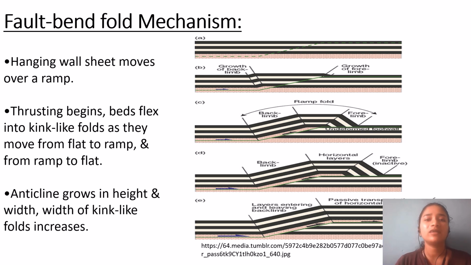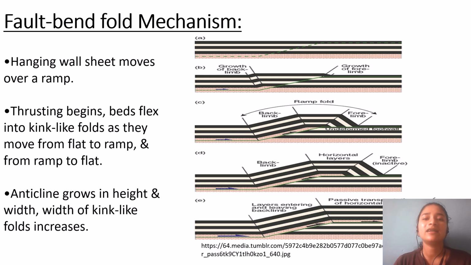Now coming to the third step, with continued movement, these folds develop into a clear ramp fold with a back limb and forelimb. The forelimb lies above the ramp and the back limb bends behind it. You can see in figure C. Now coming to the next step, the fold grows as more material is pushed over the ramp. You can see the horizontal layers being preserved on the forelimb while the back limb accommodates most of the bending.